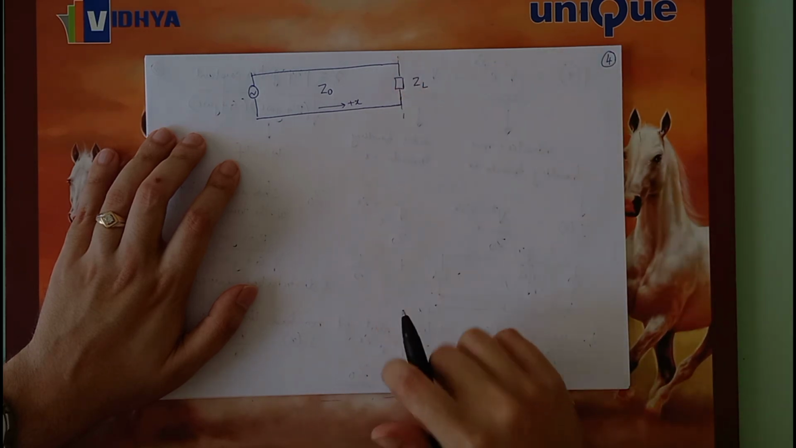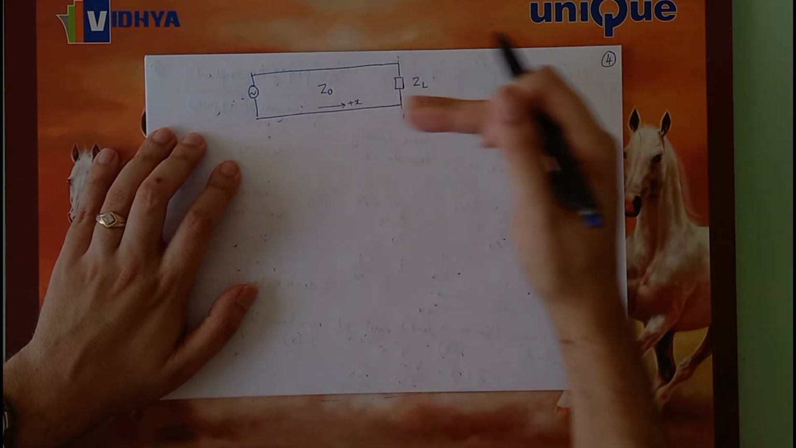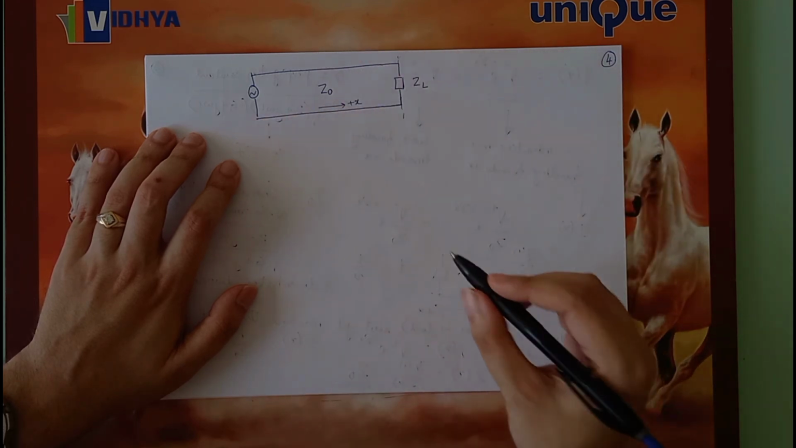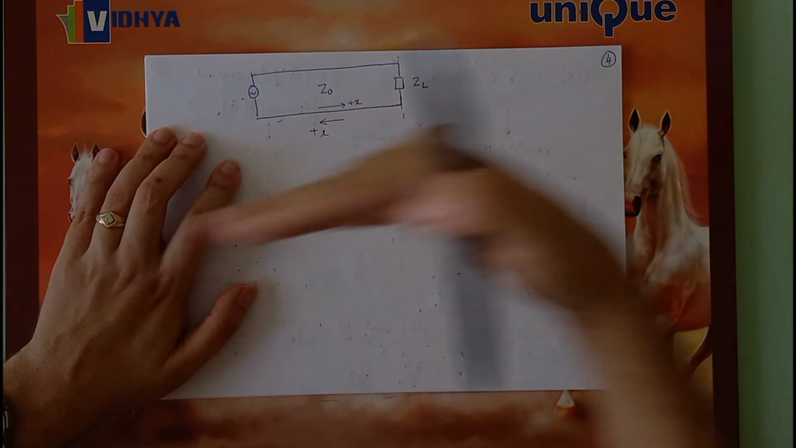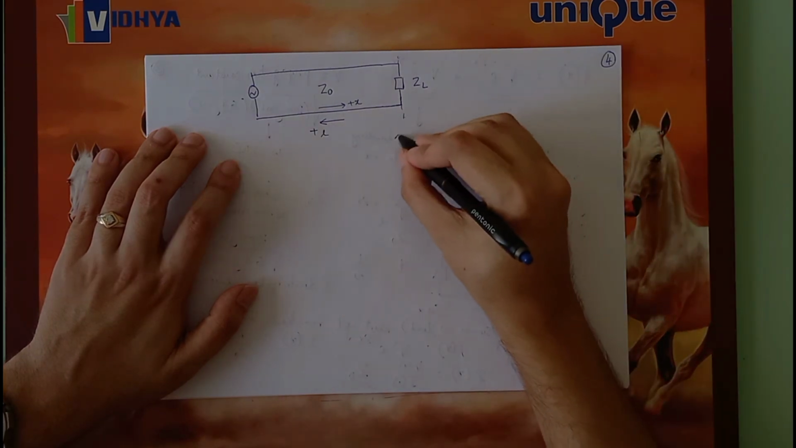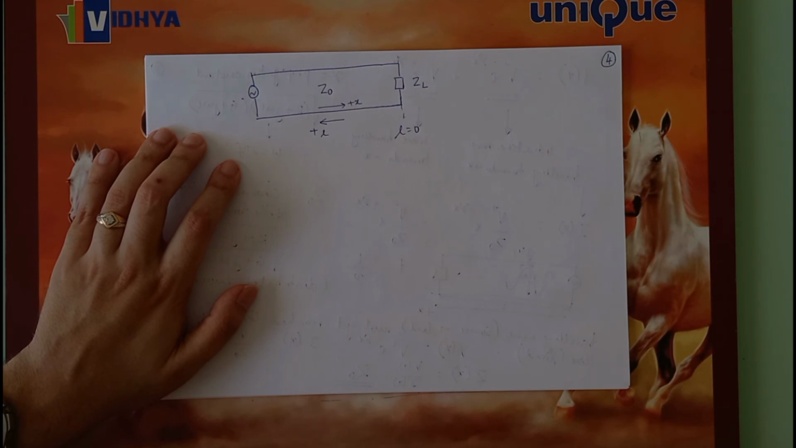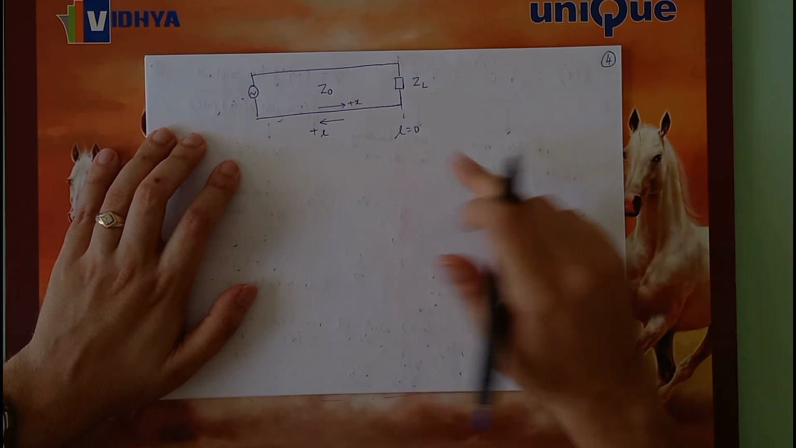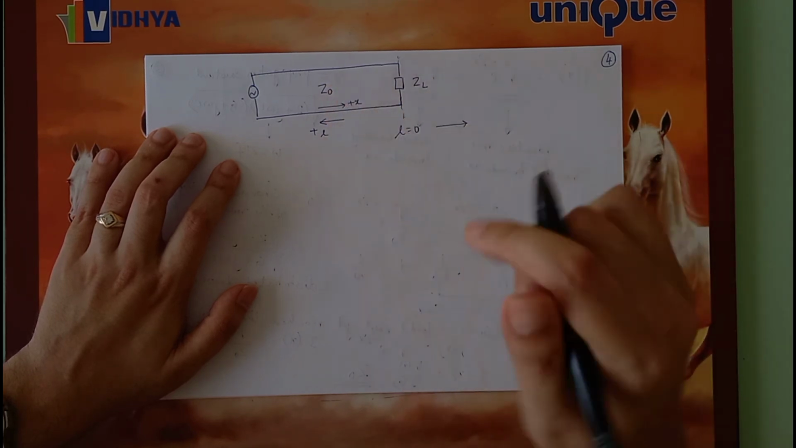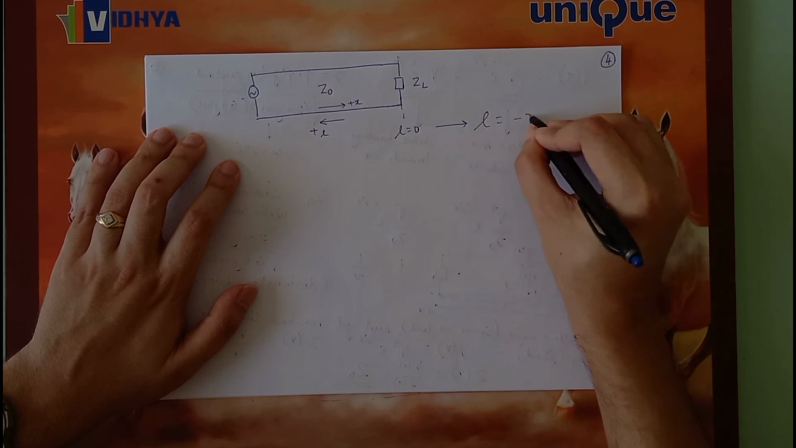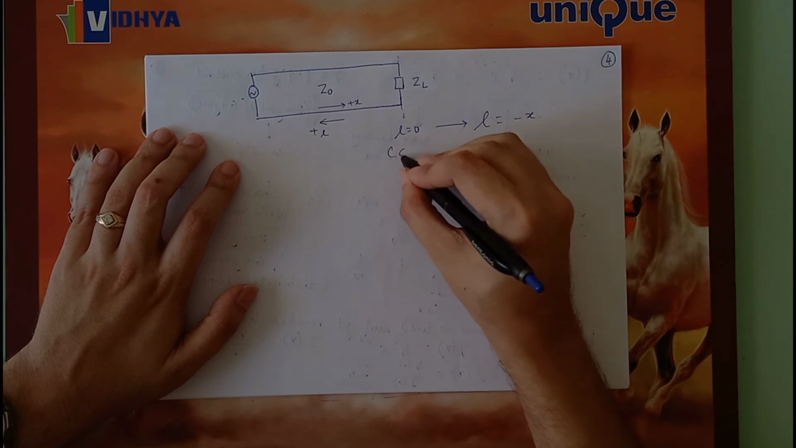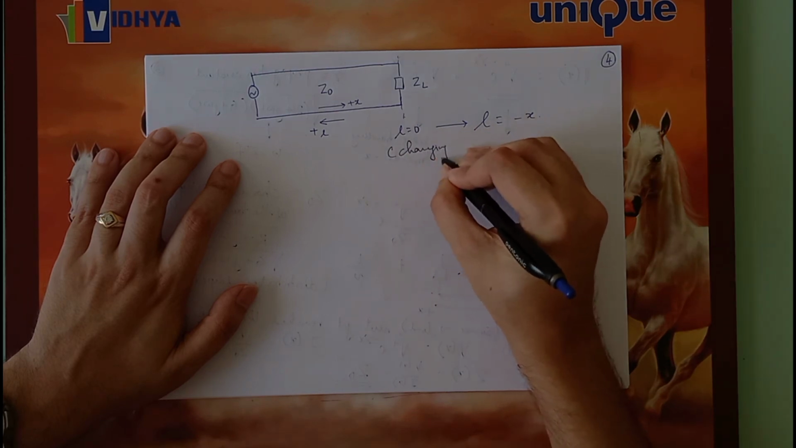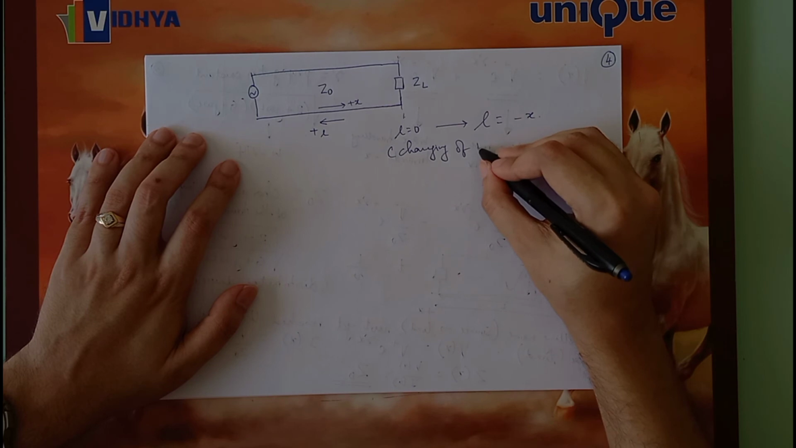So what we are going to do is look at the transmission line from the load perspective. So we are going to define a quantity called L, which is positive towards the left, and at the load, this quantity L is 0. So just by looking at L and X, we can say that L is equal to minus X. We are simply changing the perspective, or changing the reference.